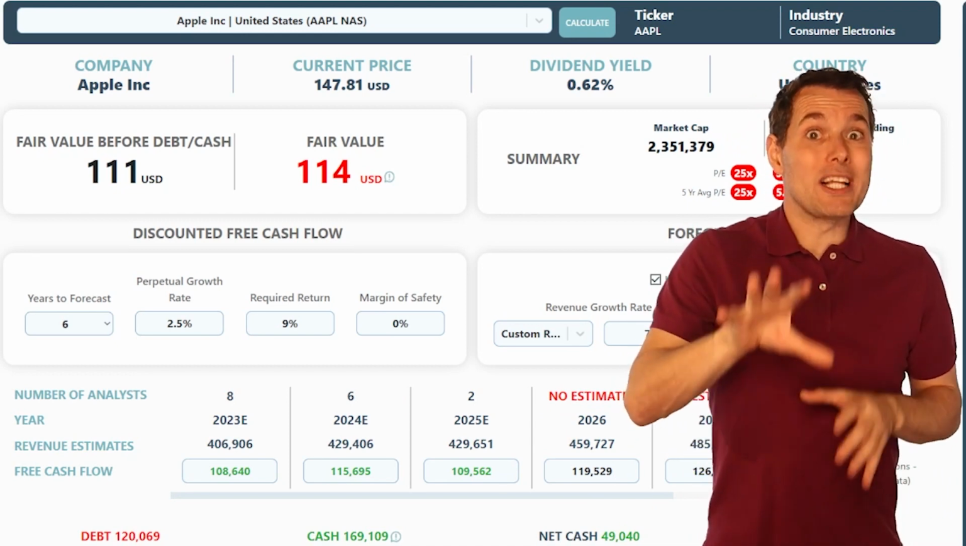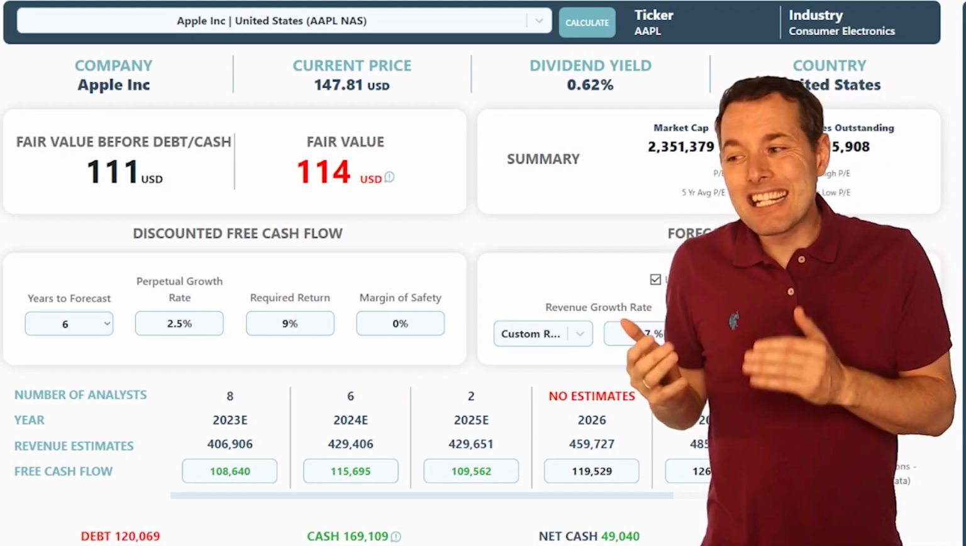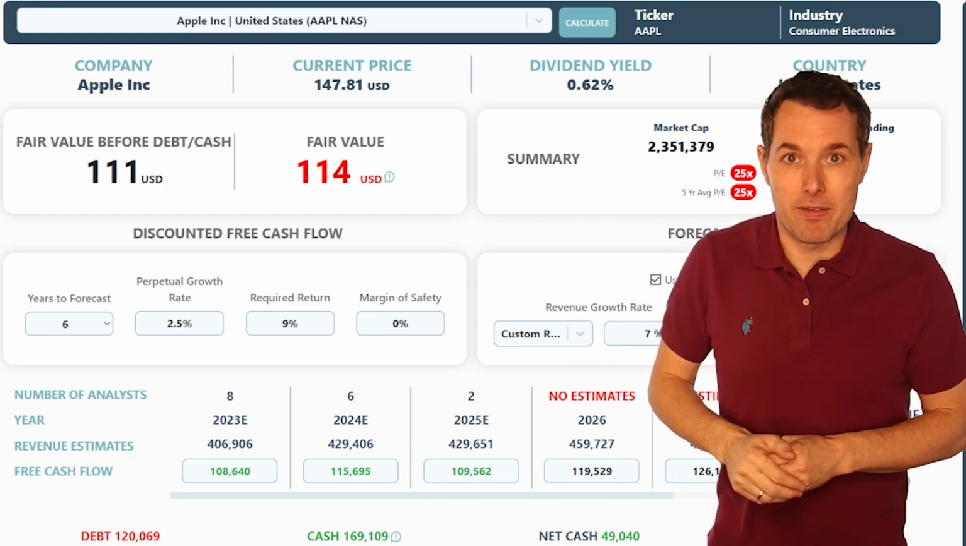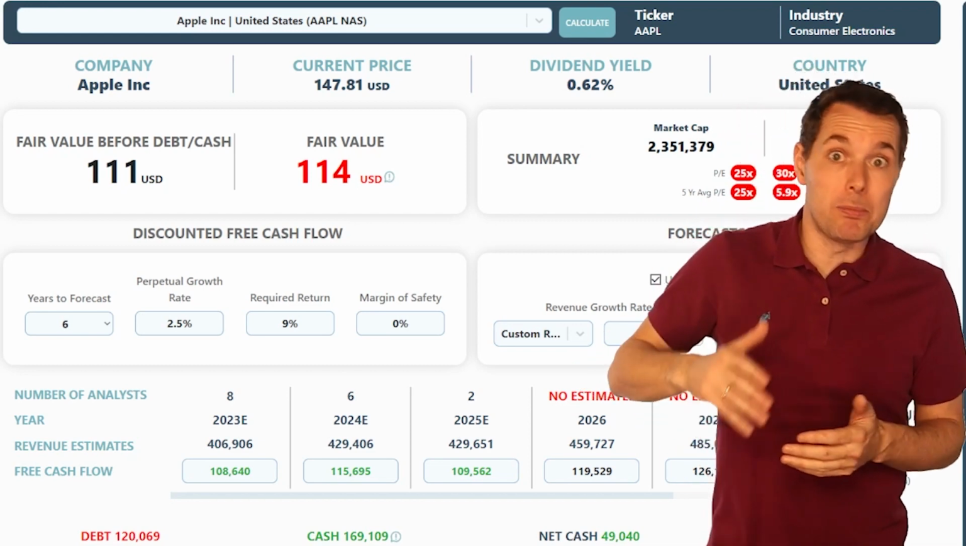So overall, it seems that Apple stock, although a bit overvalued at this price, I could easily make the case that these numbers are a bit conservative. Now, for me, I don't mind being conservative, hence the reason I won't be adding to my Apple position at this point.